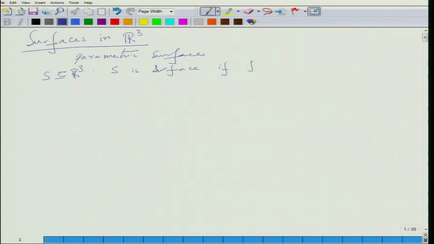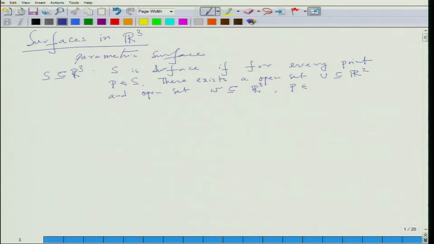S is a surface if for every point P in S there exists an open set U in R2 and an open set W in R3, P belonging to W, such that there is a homeomorphism sigma from U to S intersection W.